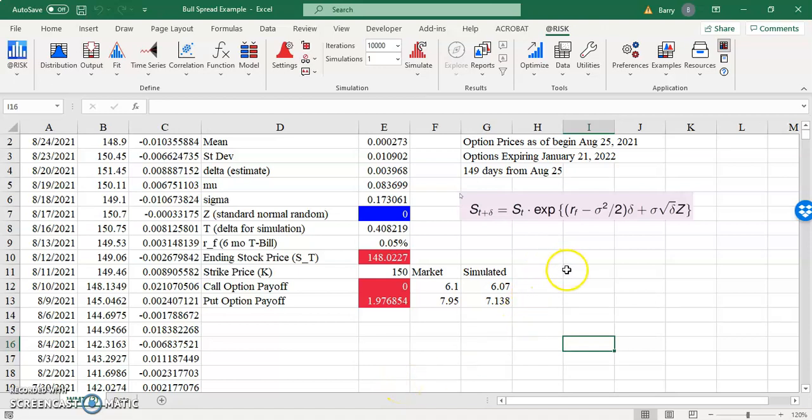The purpose of this video will be to describe a bear spread model. A bear spread model is an option strategy that locks in a certain payoff if the stock price goes down by a given amount. With a bear spread strategy, what we're going to do is sell a call option and then buy a call option with a higher strike price.